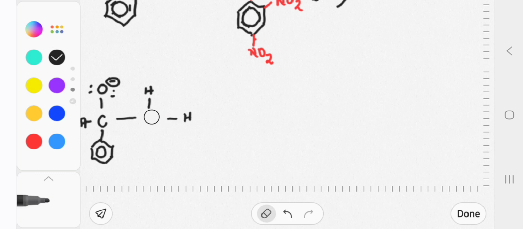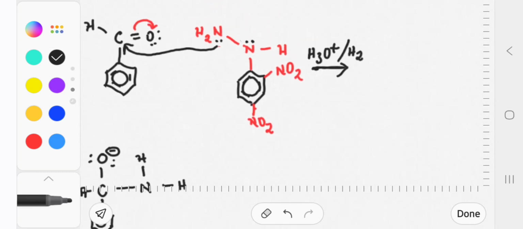My nitrogen looks too big. Let's make it smaller. This is nitrogen with those 2 hydrogens. All right, now look closely.